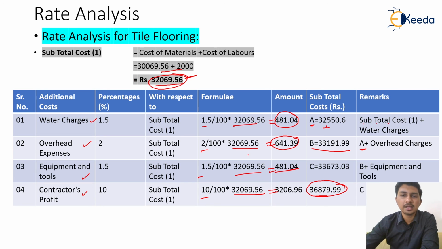In total we are going to need nearly 36,880 rupees. So nearly 37,000 rupees is what we are going to need for this analysis and for the construction of the tile flooring in that 5 by 6 room.